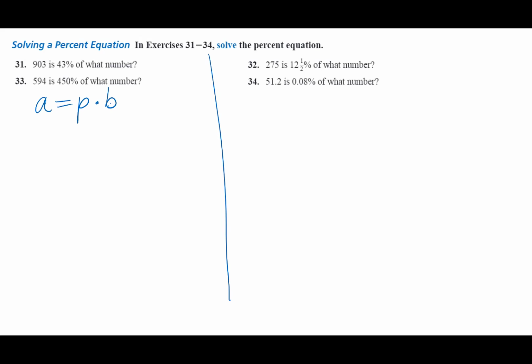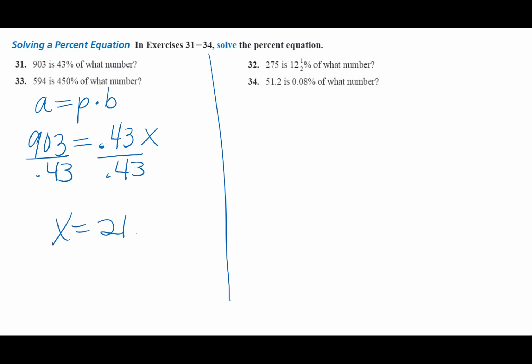So take a look at 31. 90 is 43% of what number? Okay, so remember, A is the part, or you can call A the "is" number, equals percent, which is in decimal form, times the whole, which is your "of" number. And so to set up this equation, it would be 903 equals 0.43 times x, because of what number? That's the question. Now we'll divide both sides by 0.43 to get x is 2100.